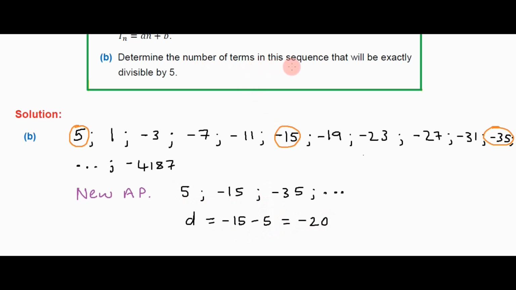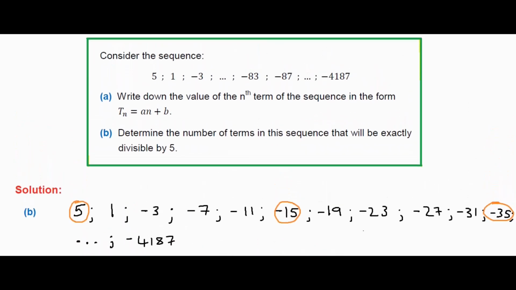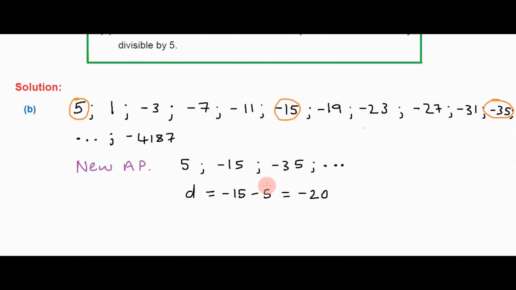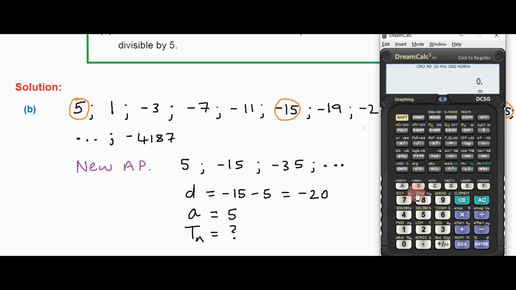Now we want the number of terms divisible by 5 within the original sequence. In order to find the number of terms, we will need the last term. We also know that A, the first term in this new AP, is 5. We need to find out what T sub n equals. Now, if we go to the last term in the sequence, we see that it's not divisible by 5. We can check on a calculator. It's negative 4187. If we divide it by 5, we don't get an integer.